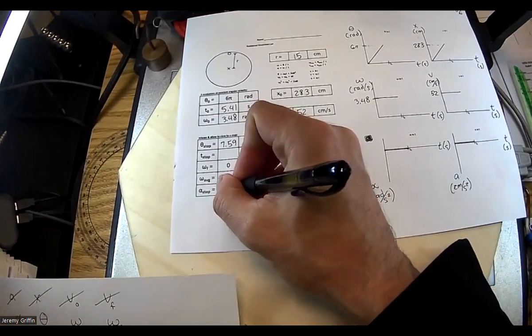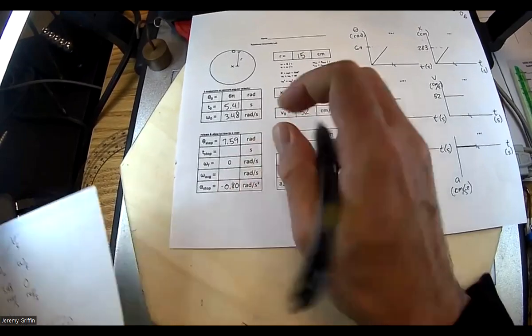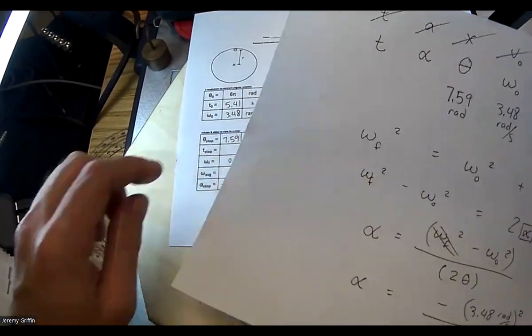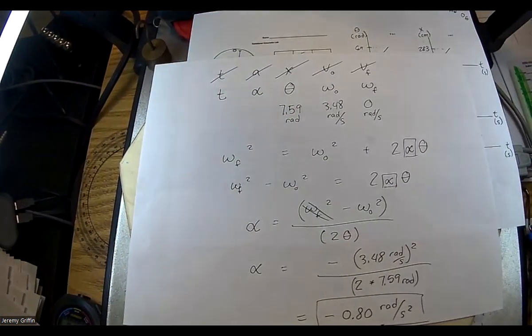Oh, I gave you guys a negative sign. So 0.80 radians per second squared. There you go. There's another one right there. Okay. We can also solve for time.